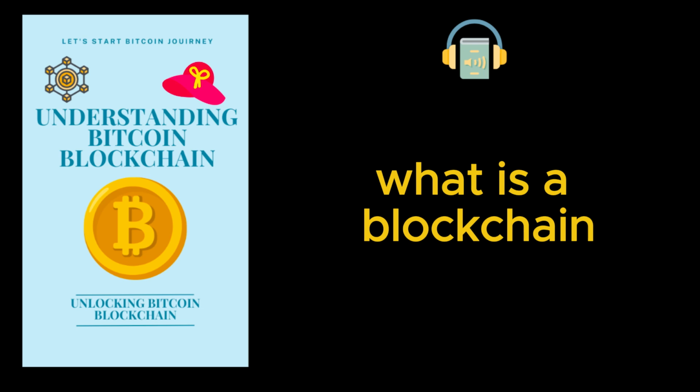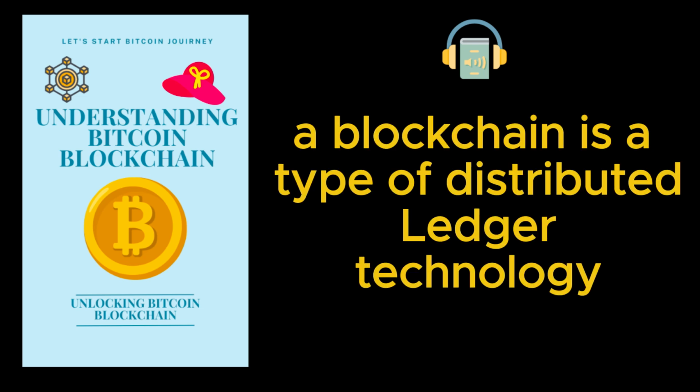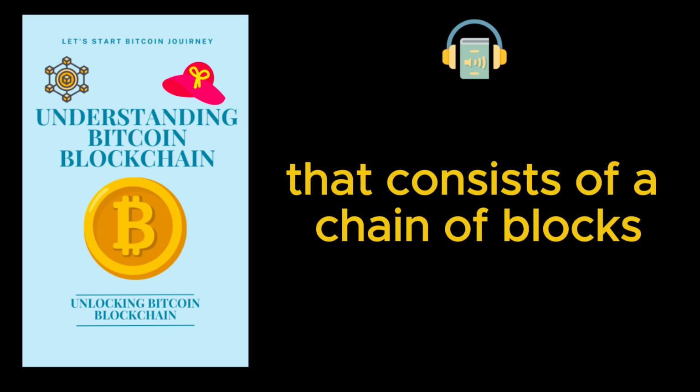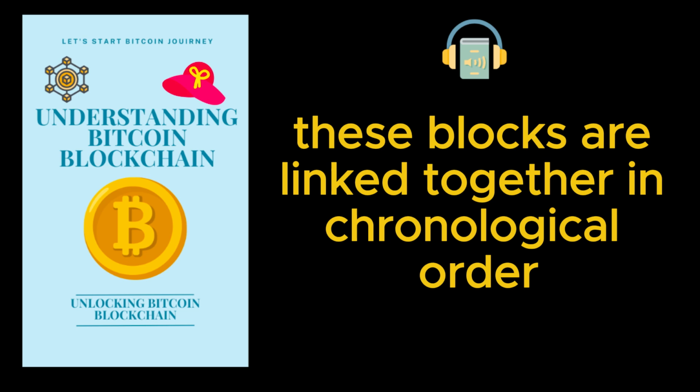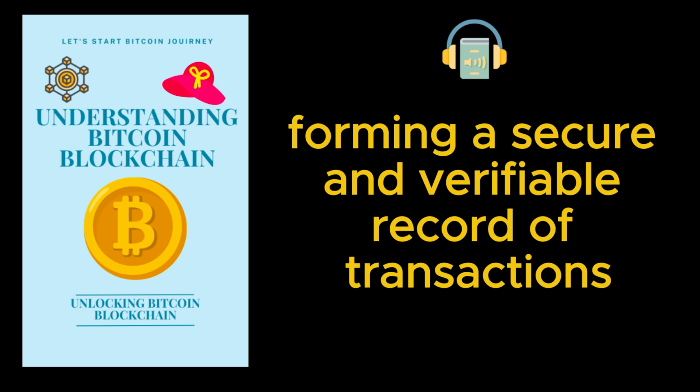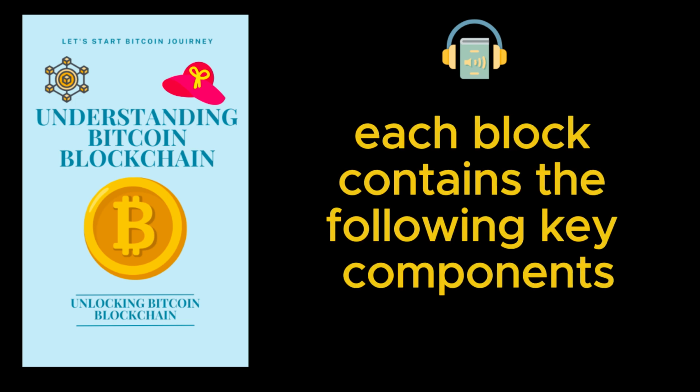What is a blockchain? A blockchain is a type of distributed ledger technology that consists of a chain of blocks, each containing a list of transactions. These blocks are linked together in chronological order, forming a secure and verifiable record of transactions. Each block contains the following key components.